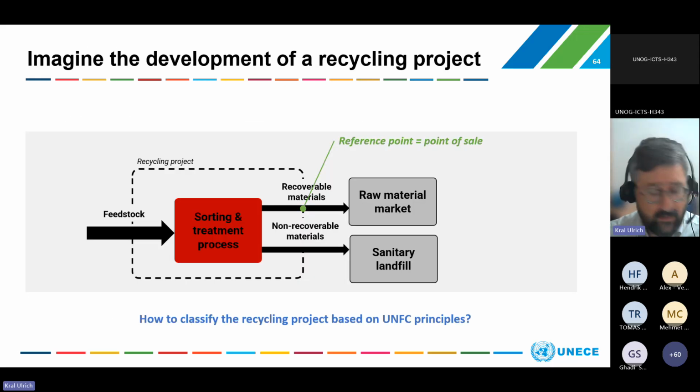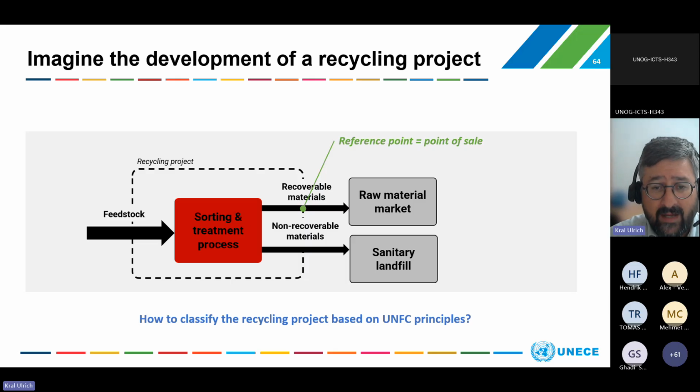Now we're coming to a very, very short use case. It's still generic and quite simple, and it helps you to understand how the UNFC is applied in practice. Just imagine that you're a recycler and you're aiming for the development of a new recycling project. You estimate the feedstocks that enter the facility, then it comes to the sorting and treatment processes, and the outputs of this process, or the recycling project, are two types of materials.